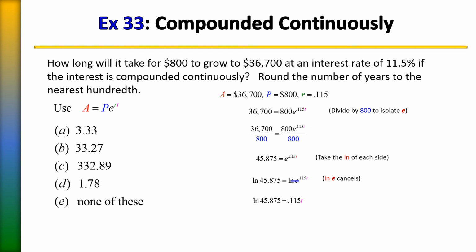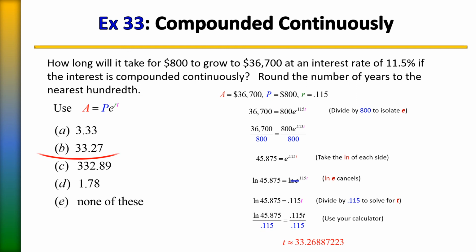Last step to solving for t, getting t all by itself. Notice it is being multiplied with 0.115. The opposite of multiplication is division, so I need to divide by 0.115. Whatever you do to one side, you must do to the other. When we do so on our calculator, take out your scientific calculator or graphing calculator, and you're going to type in the natural log of 45.875 divided by 0.115. And what you should get is an approximate answer here. And rounding that to the nearest hundredths place will give us which answer? You got it, choice B. And there you have it, compound continuously.